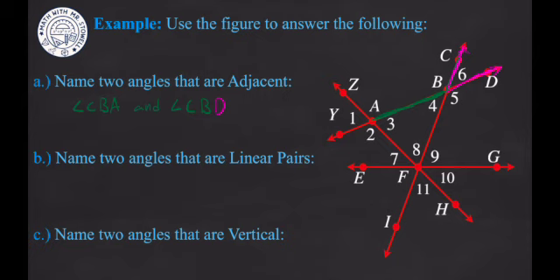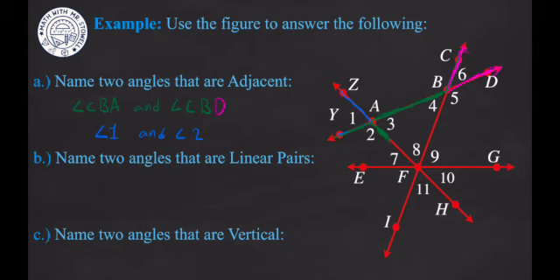We could list off some more. We could have, let's say, angle 1 and angle 2. These 2 angles are adjacent. This angle right here with this angle right here. Those 2 are adjacent. They share a side and they also share the vertex.